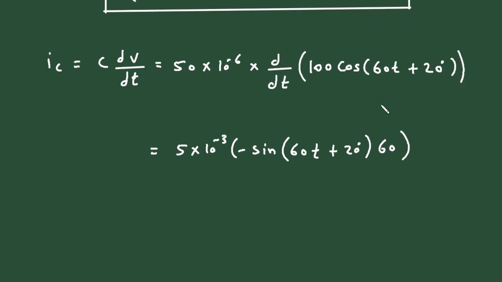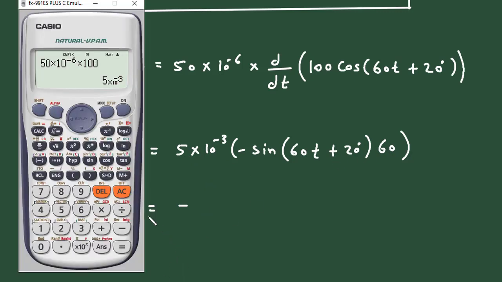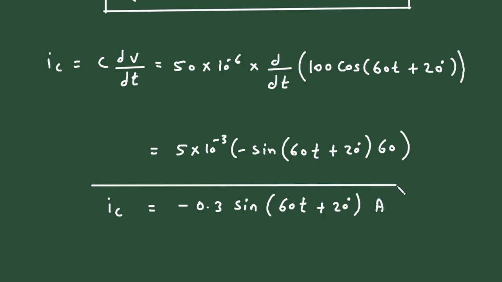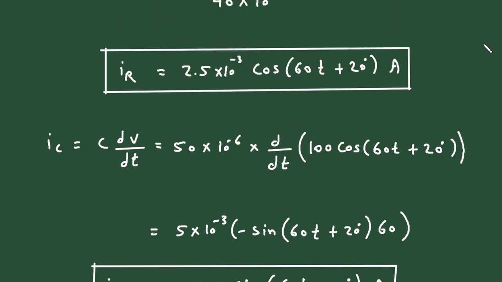So now this will be minus this 5 × 10^-3 × 60. So it is 0.3 sin(60t + 20°). And since it is current, so its unit will be ampere. So this is how we can find capacitor current and current through resistor.